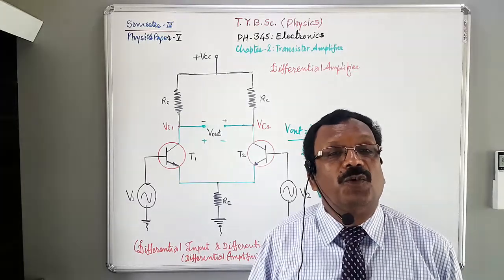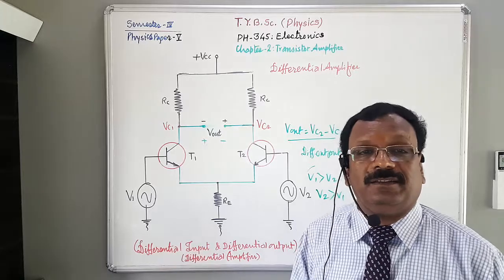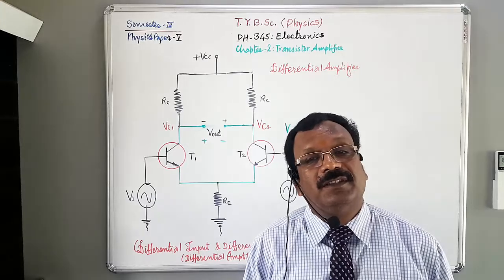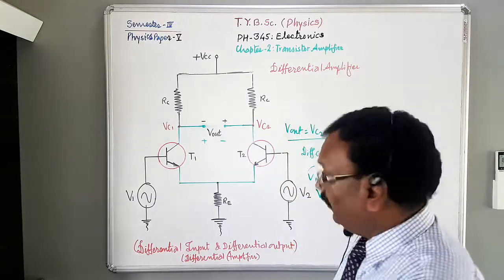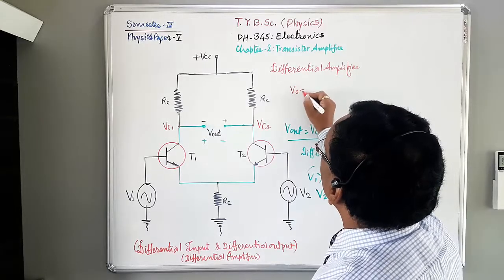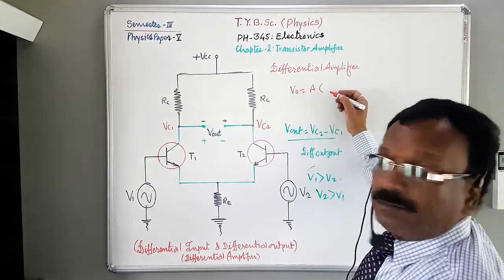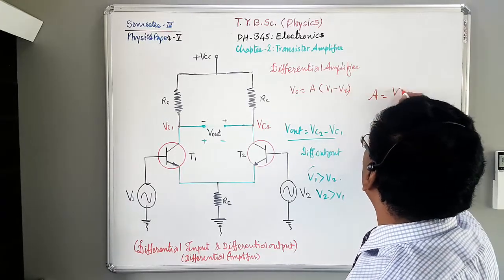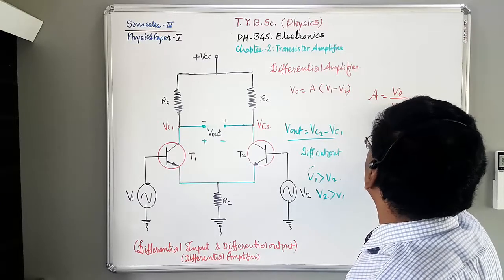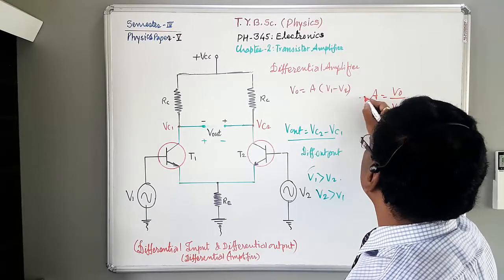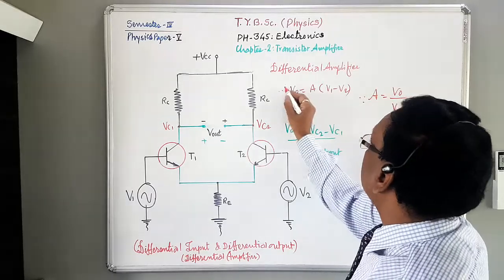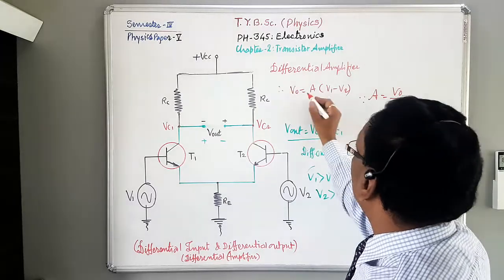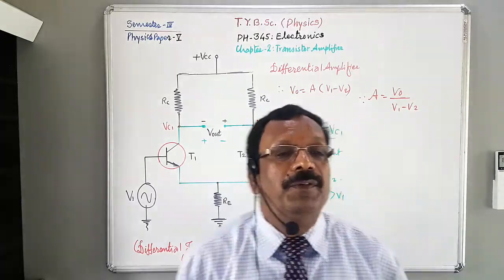And because of this, the output voltage is equal to the gain times the difference in the two inputs, that is V out is equal to A times (V1 minus V2), because gain A is nothing but output voltage divided by input voltage. Therefore, V out is equal to A into (V1 minus V2), where A is the gain.